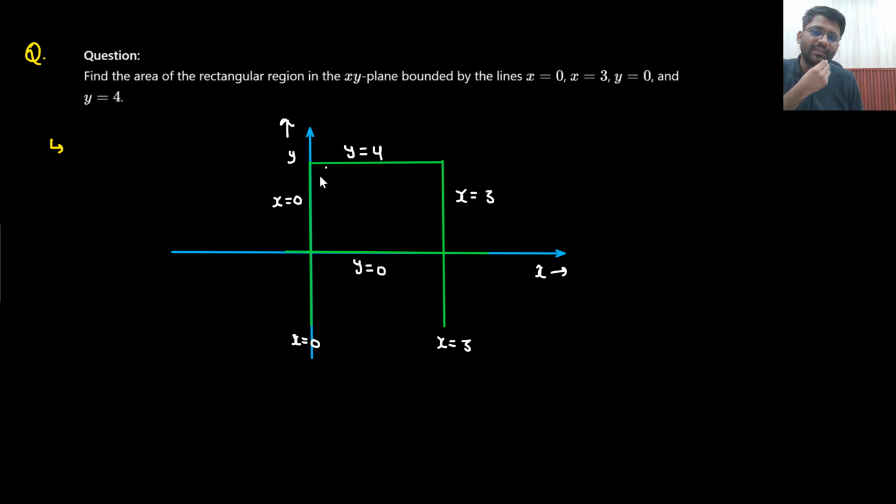So what is the area bounded? This is the area bounded, right? Say yes or no. So can you find out this point? What will be this point? So this point will be x equals 3 and y equals 4.